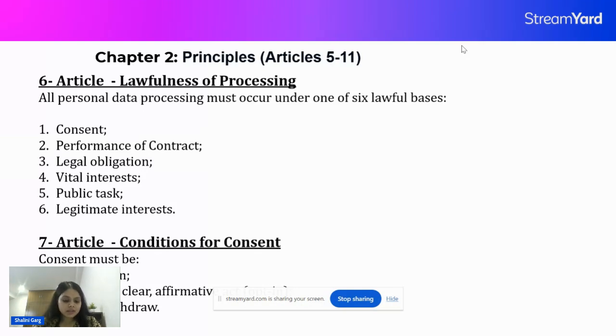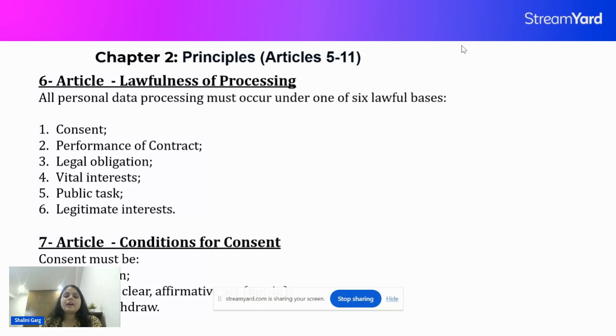Article number 7 is the condition for consent. In article number 6.1, we have read consent, which is clarified in article number 7: the consent shall be freely given. It should be very clear and affirmative in nature, and it shall be easy to withdraw as well. Freely given means I should not be under any undue influence or any coercion that I have to give my consent. It should not be that manner. It should be like I am freely giving consent to someone.